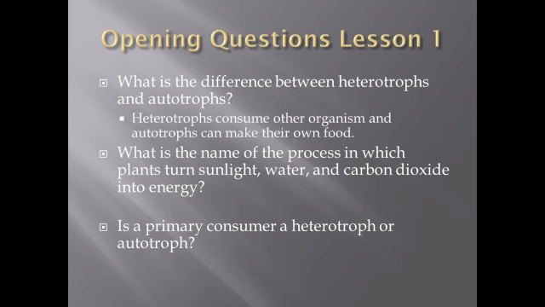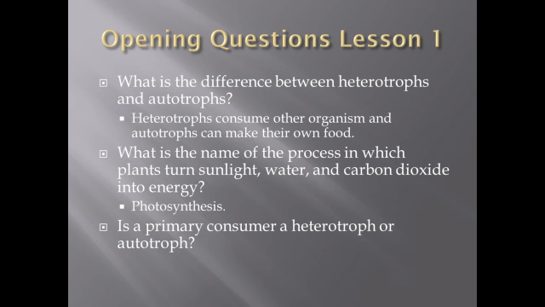So the answer to the very first one is heterotrophs consume other organisms and autotrophs can make their own food. That should be a review question from the first unit about ecology. The second one: what is the name of the process in which plants turn sunlight, water, and carbon dioxide into energy? This was pretty easy. This is middle school: photosynthesis. It might have confused you since I use sunlight, water, and carbon dioxide, but essentially it's the same thing.